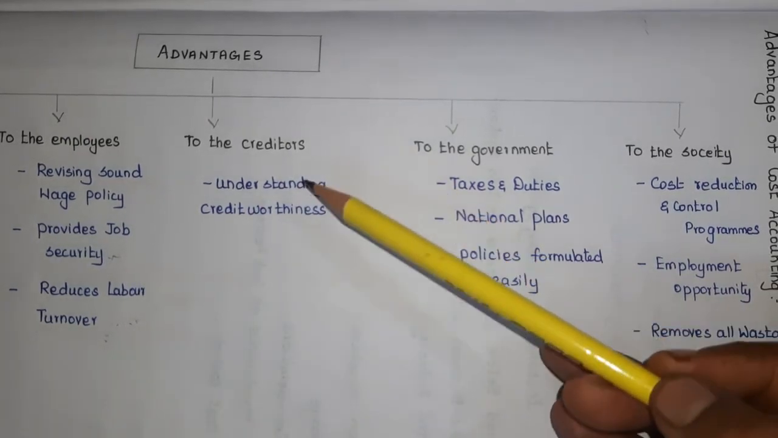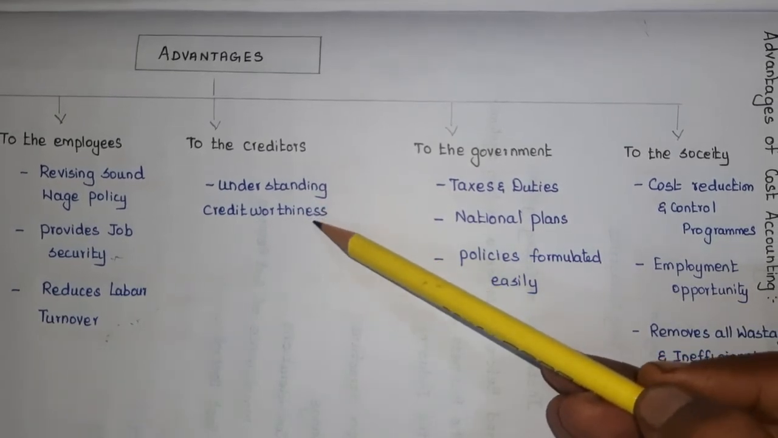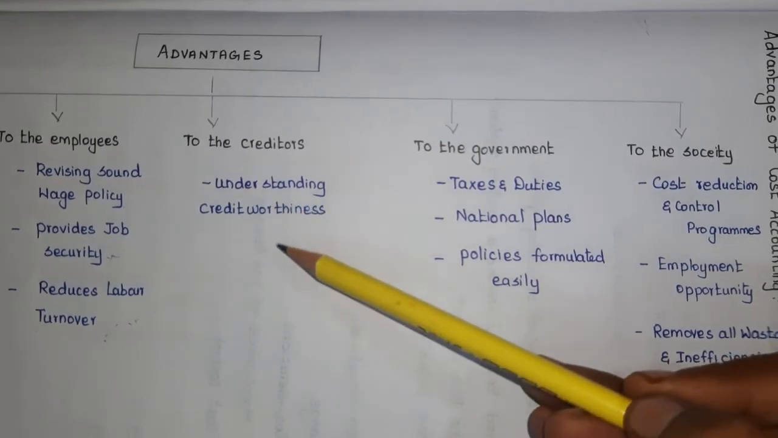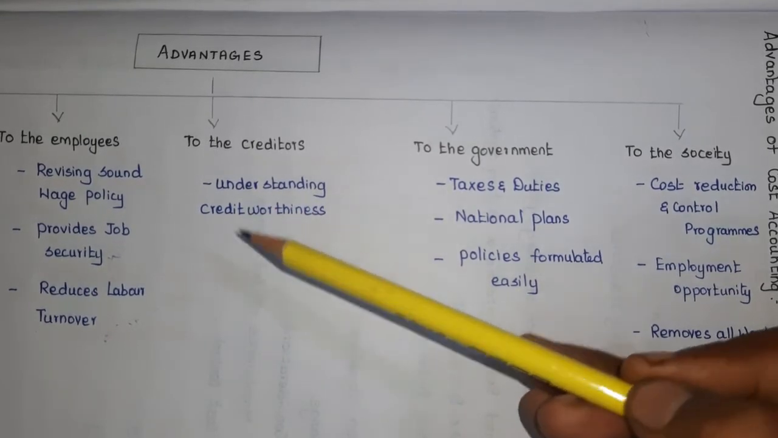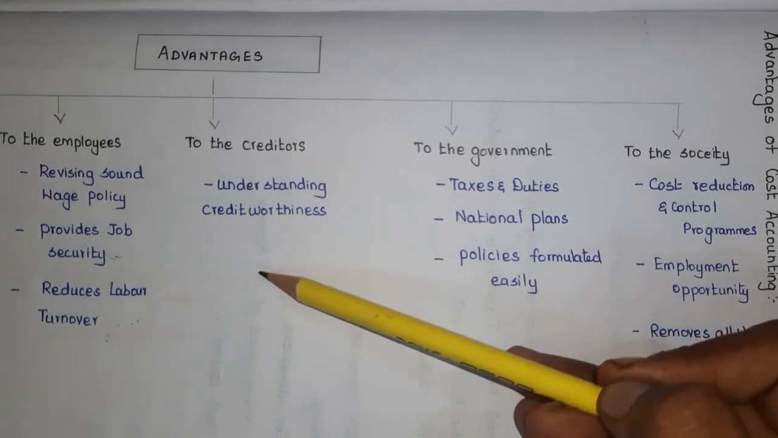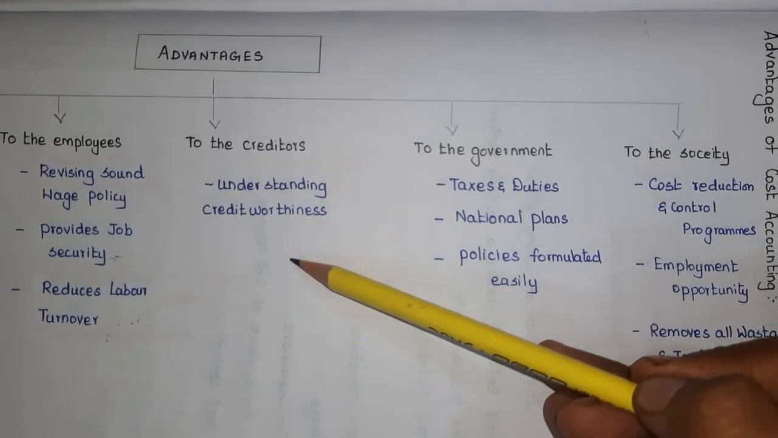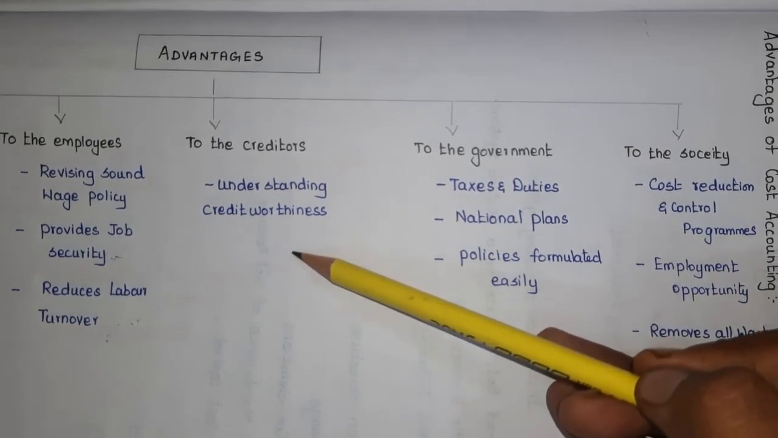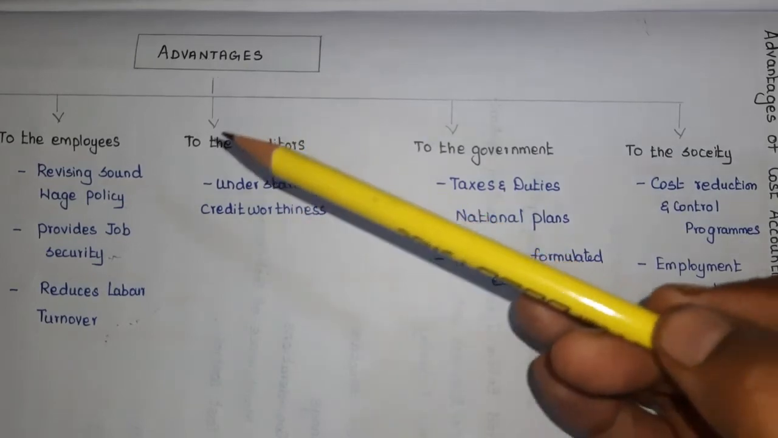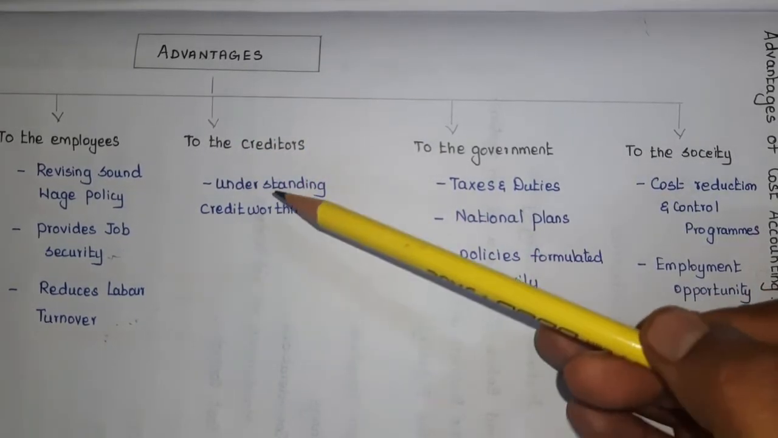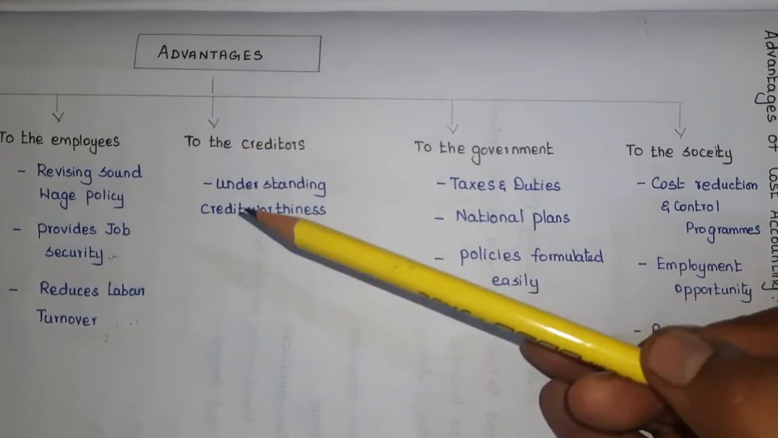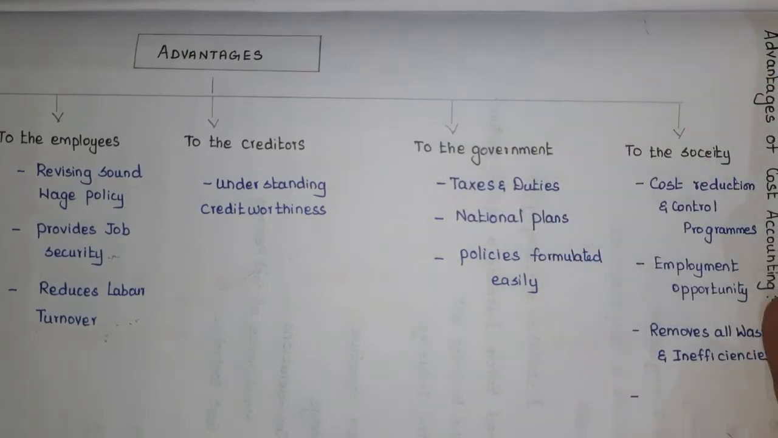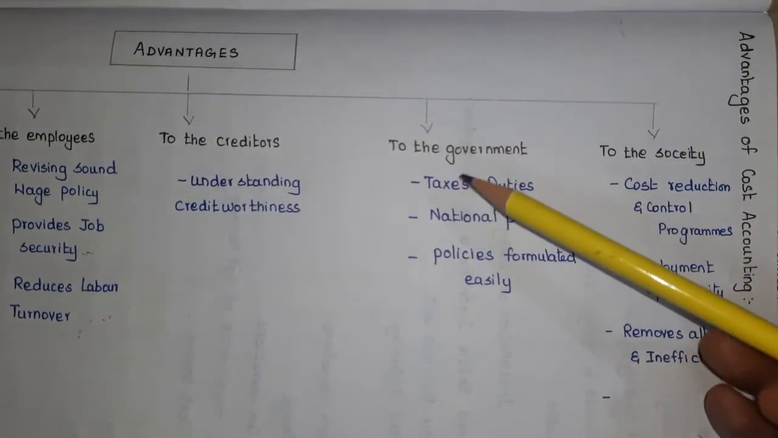The next advantage to the creditors is understanding about the creditworthiness, which means cost accounting prepares various statements and reports about the prosperity and progress of the firms, which will enable the creditors to note and understand the creditworthiness and also the solvency position of the firm. They can also make themselves sure about the firm's creditworthiness before they offer credit to the firms. The next advantage is for the government.